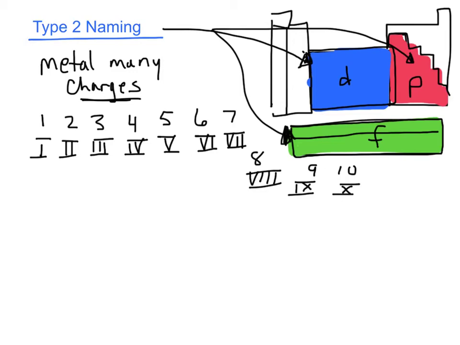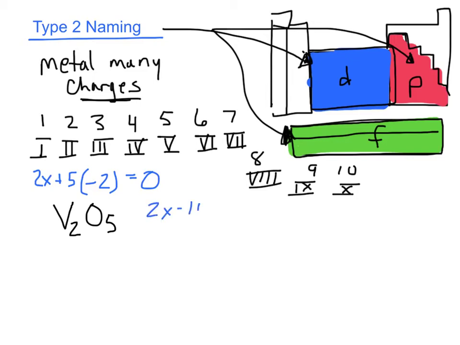So what happens is if you have something like this, if you were given vanadium oxide, V2O5, you have to work backwards to find out what charge it has. So I know that oxygen has a -2 charge, and I have 5 of them. Plus, I also know that I have 2 vanadiums that I don't know the charge of. But I do know that this has to equal 0. So if I simplify a little bit, I find 2x minus 10 equals 0, 2x equals 10, x equals 5. So the charge on vanadium is +5.